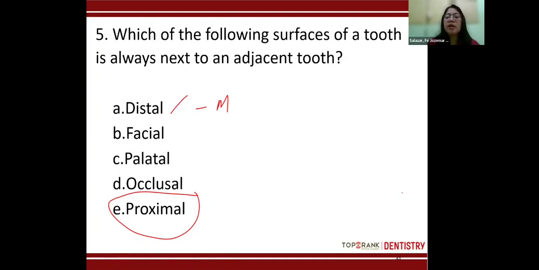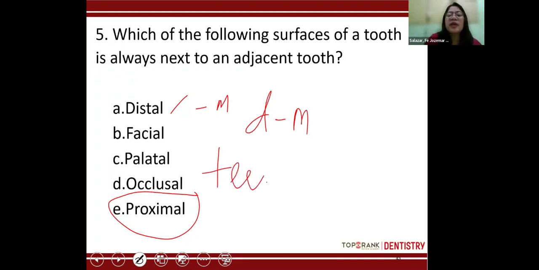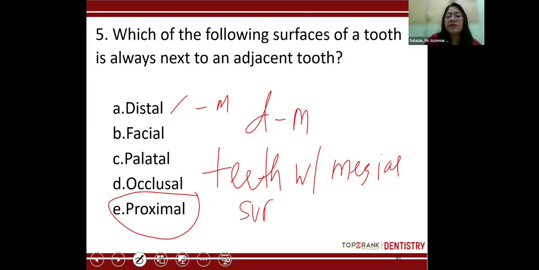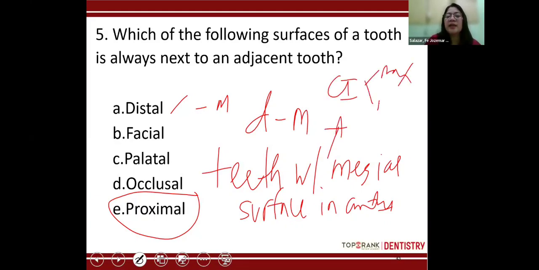Okay, so, usually, it's distal to mesial. Tama? Distal to mesial. Now, what teeth have their mesial surfaces connected together with mesial? So, mesial ng one tooth at mesial ng another tooth. Mesial surfaces in contact. Yes, very good. Your central incisors, maxillary and mandibular. They are the only teeth in the oral cavity where the mesial surfaces are in contact. So mesial to mesial.